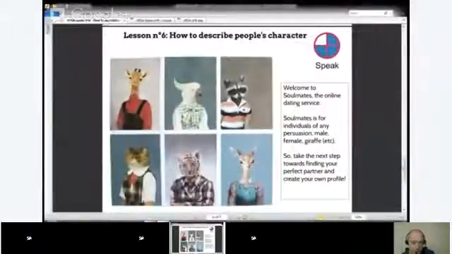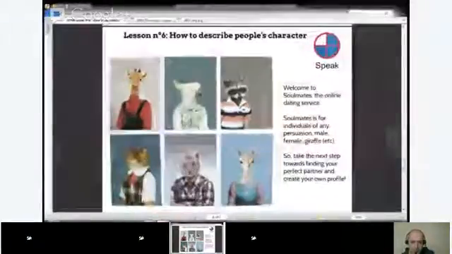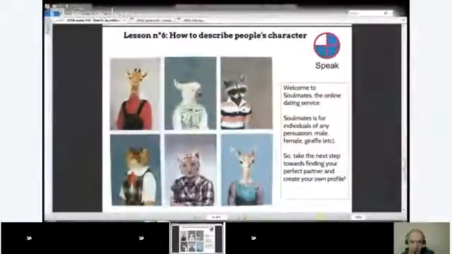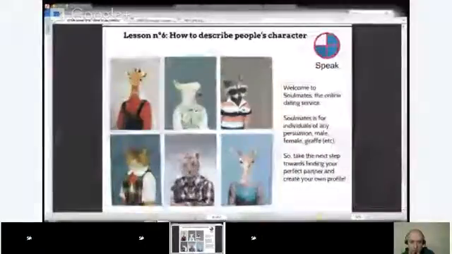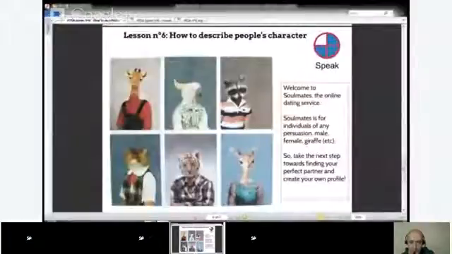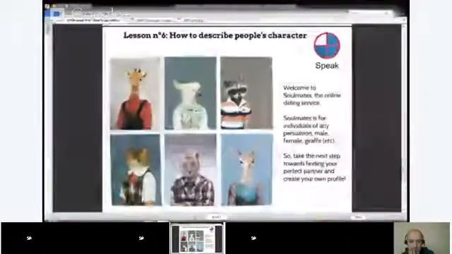towards finding your perfect partner and create your own profile. Everyone, pick an animal. You're at Soulmates, the only online dating service for animals in the local zoo. Welcome to Soulmates online dating service. Soulmates is for individuals of any persuasion, male, female, giraffe, or whatever.